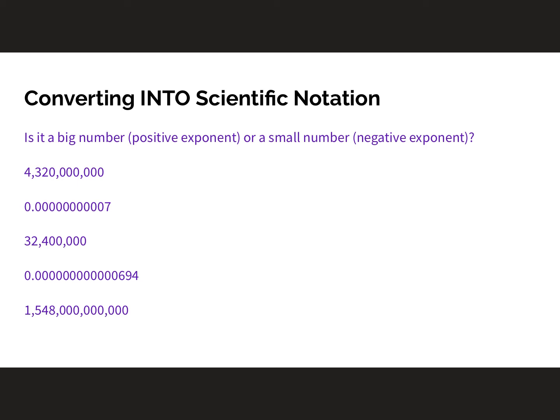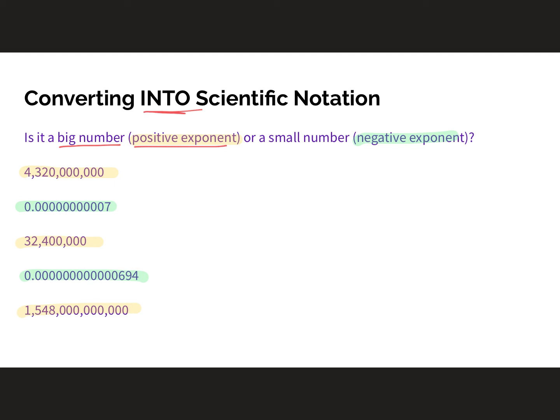So the last thing we need to talk about is how we convert into scientific notation. So going into scientific notation. First of all, if it is a big number, it's going to be a positive exponent. So I'm going to go through and do these big numbers first. Let me highlight the big numbers. This is a big number. This is a big number. And this is a big number. And then this number and this number are small numbers. So these are going to be negative exponents. Those are going to be positive exponents. So that's the very first thing you need to think about.